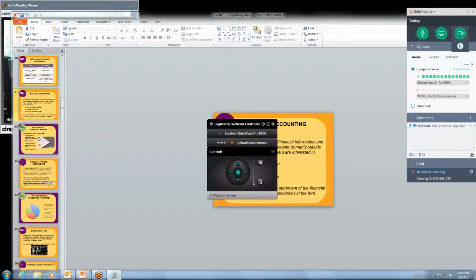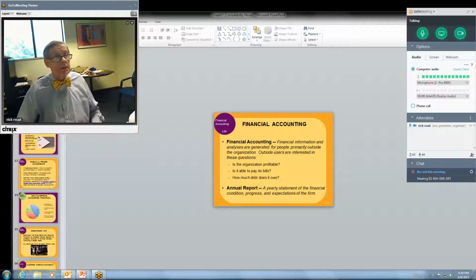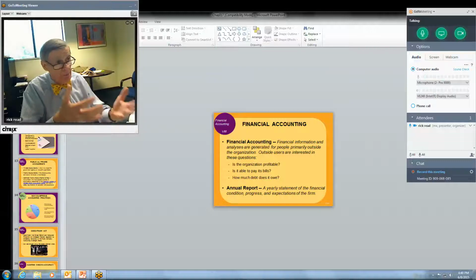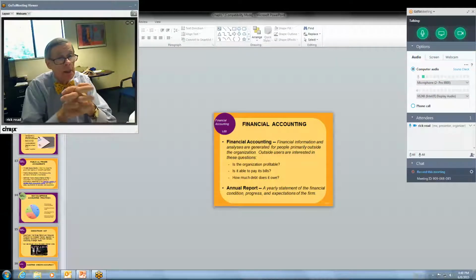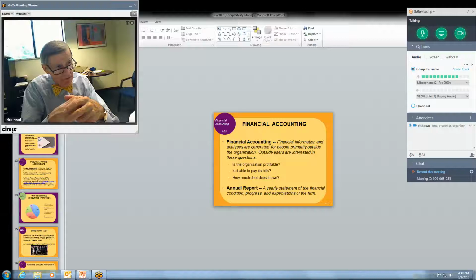Now here, we're talking a little bit more about financial accounting, and we're going to get into that more heavily as we go through the remainder of this chapter. And remember, we're focusing here on financial accounting and the reports that are produced by people who do the financial accounting. This information, as we have said before, but this slide says it a little differently, is generated for people outside the organization. That doesn't mean the people inside the organization are not going to use it, but it's primarily generated for people outside the organization.